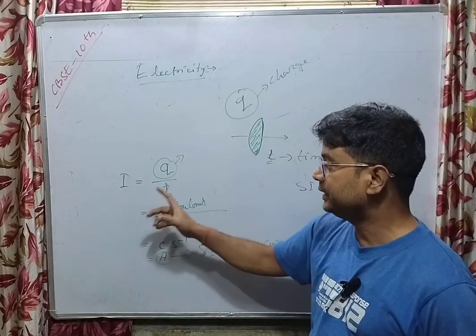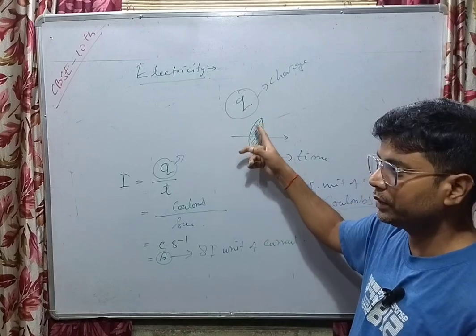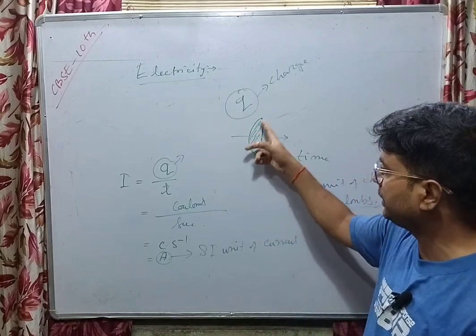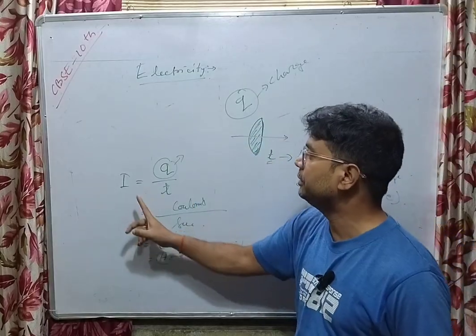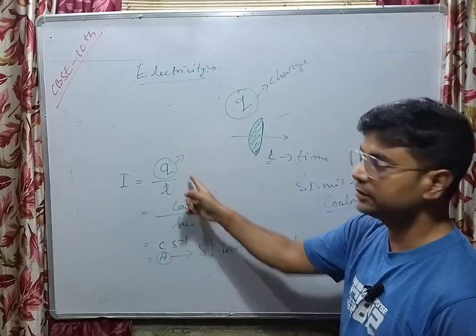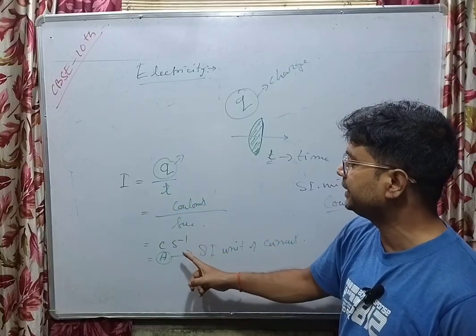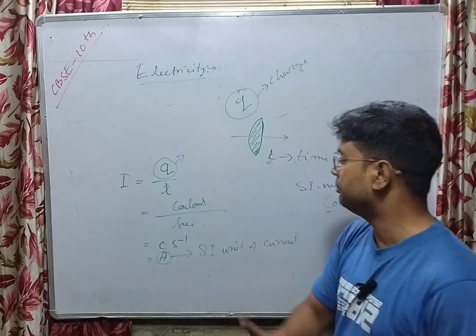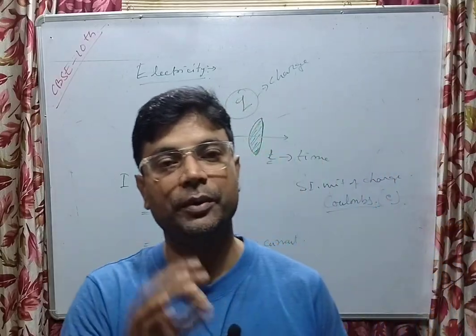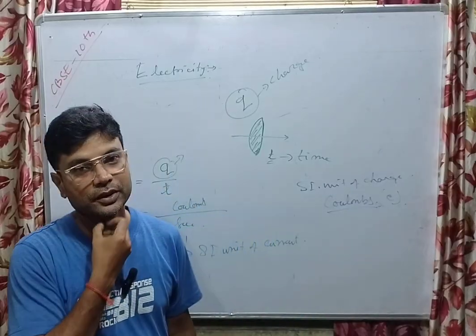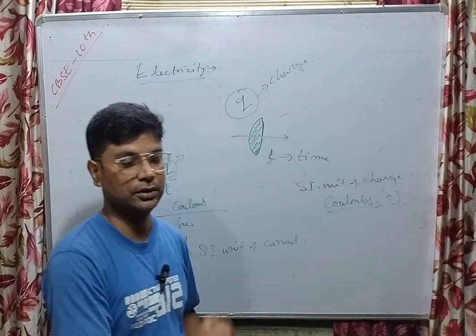Okay, if Q amount of charge is passed through a certain cross-sectional area in time t, then electric current is given by I is equal to Q by T. The SI unit of charge is coulomb and the SI unit of time is second, that is, coulomb per second is equal to ampere. That is, ampere is the SI unit of electric current. Okay, this is simply all about the electric current of a conductor.